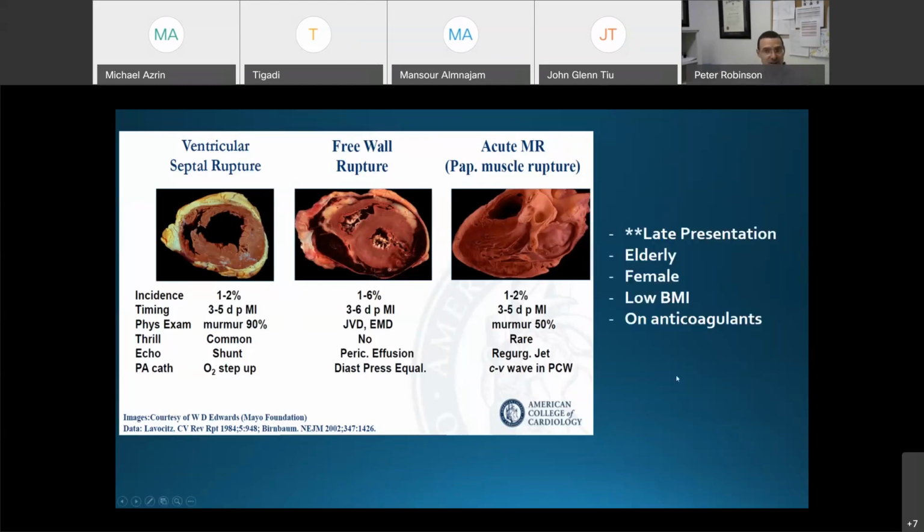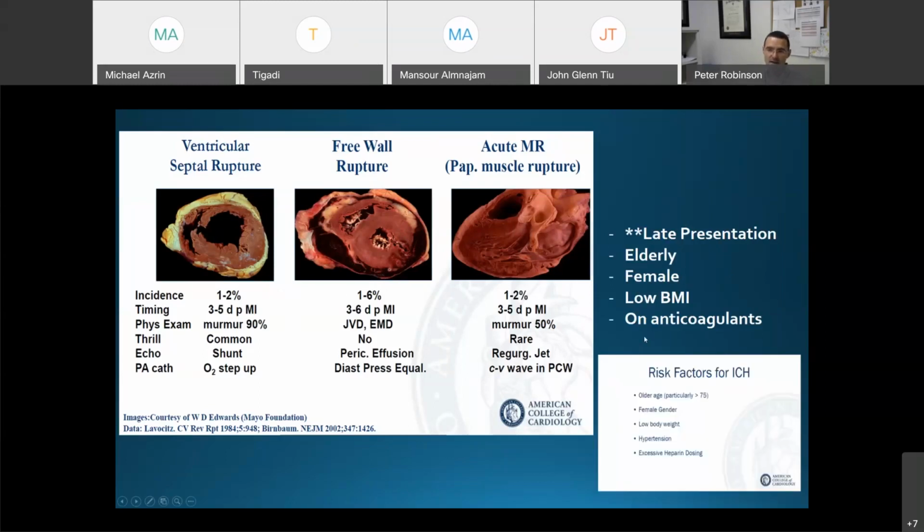So what are the risk factors for having a mechanical complication? Well, late presenters, as we've talked about over and over again, elderly, female, low BMI, on anticoagulants. And guess what that looks like? Well, it's the same risk factors as intracranial hemorrhage. These are the folks to worry about.